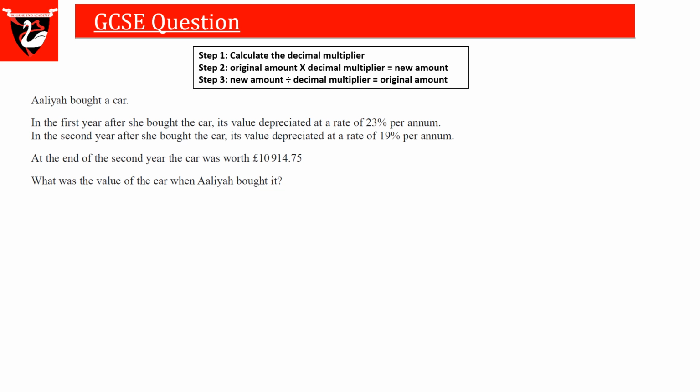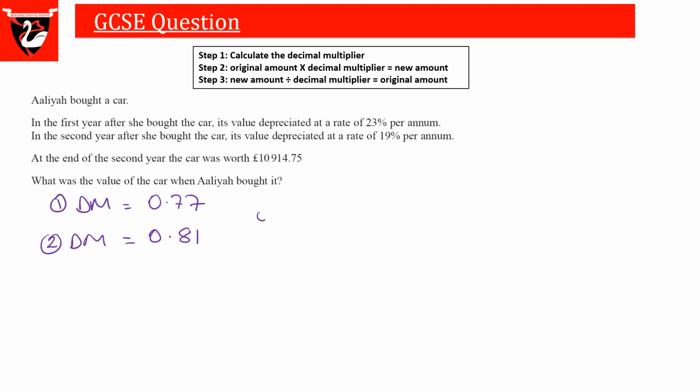So with this GCSE question, it's slightly different because there are 2 changes, but we do exactly the same thing. So our decimal multiplier for number 1 is a 23% reduction, so that's going to be 0.77. And our second decimal multiplier for the second change is a reduction of 19%, so that is going to be 0.81.